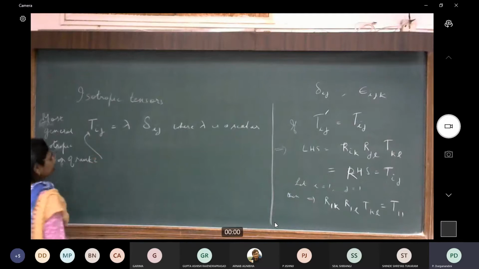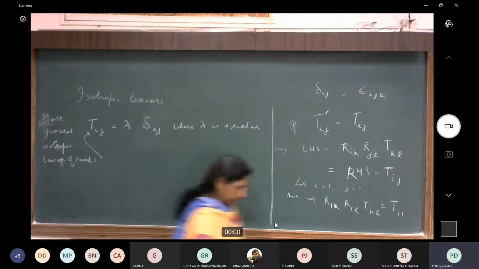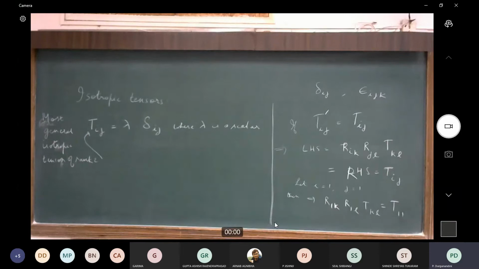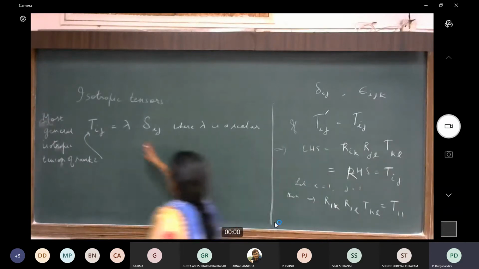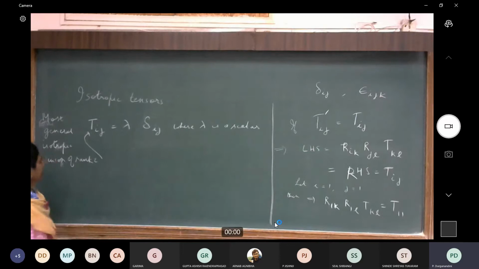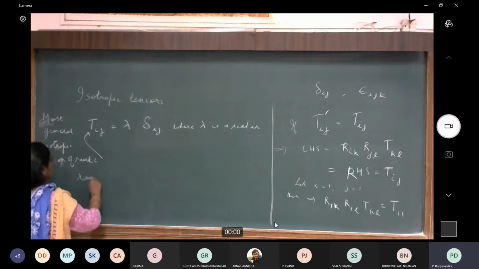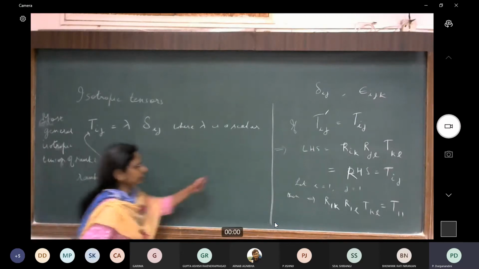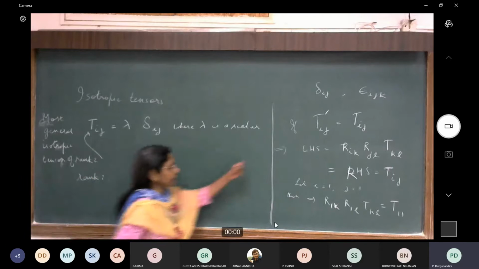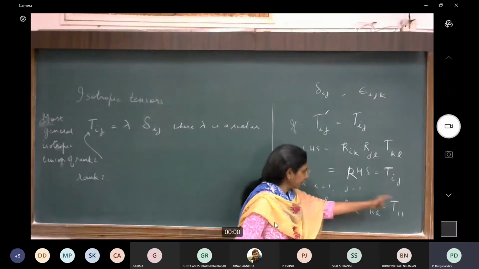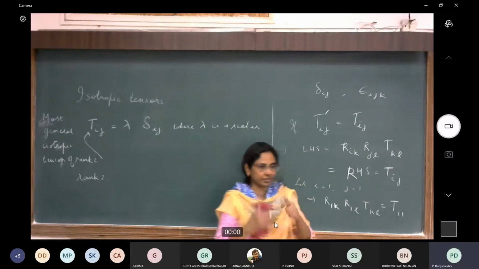So at least for rank 2, what we find is that we don't get a trivial answer, because for rank 1 we got simply a trivial answer, that is a zero vector. Here I do get a non-trivial answer, but it is simply some scalar times delta ij. Similarly for rank 3, you do the same thing. So now you will get T prime ijk should be equal to T ijk. I should get some 27 relations, and again use these transformation properties to get the constraints.